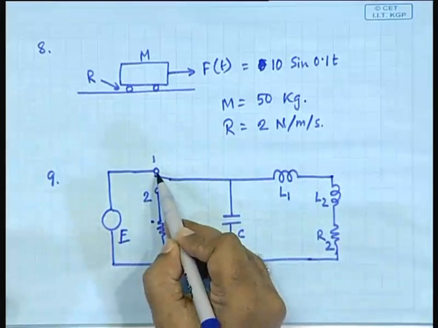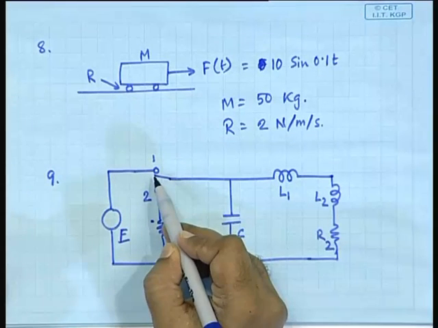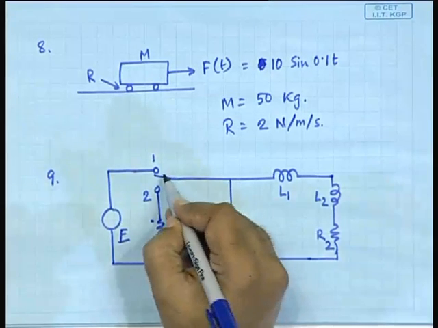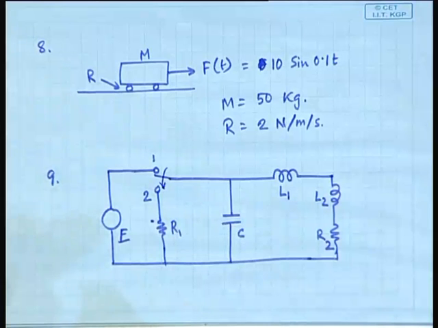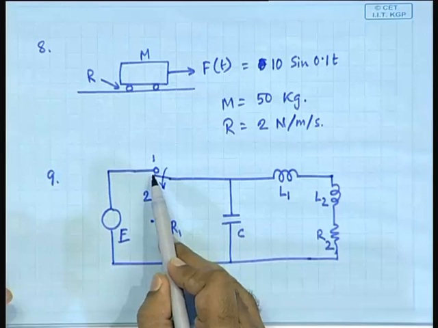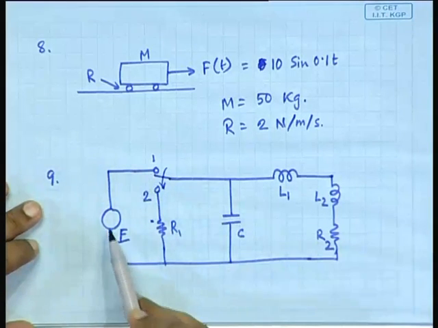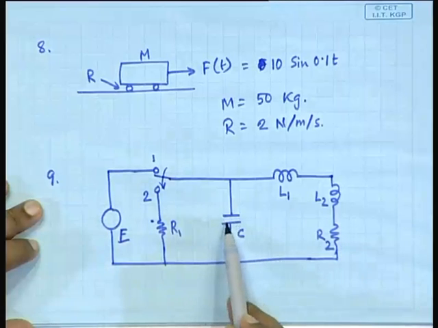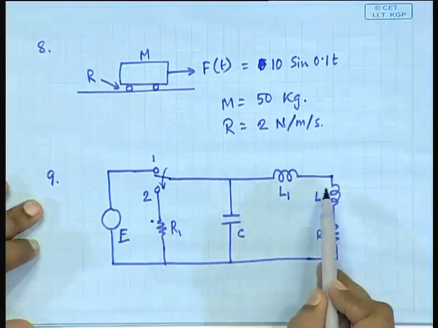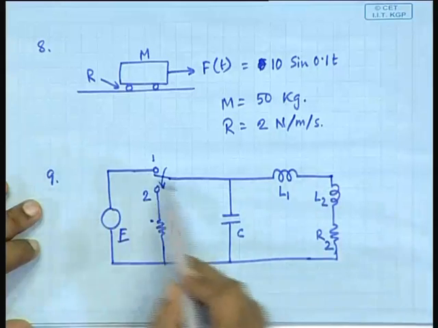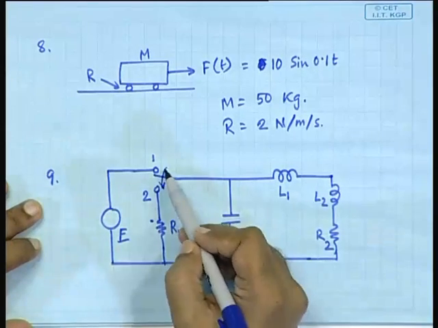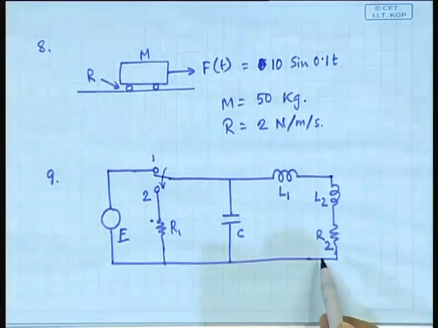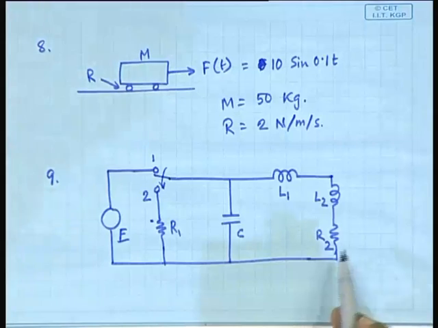It was in position 1 for a sufficiently long time, and then it is moved to position 2. So, at 1 for a sufficiently long time, during which what happens? What is the circuit? This becomes open, this becomes shorted. So, it is E by R2 that current is established. When it comes here, this is isolated, you have got a homogeneous equation whose solution you have to obtain with that initial condition, that is it.